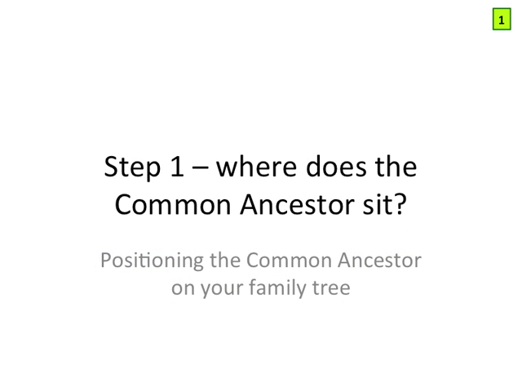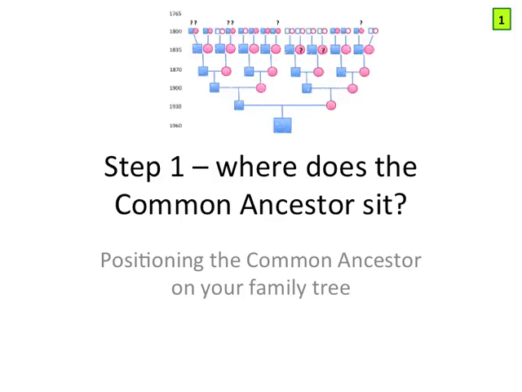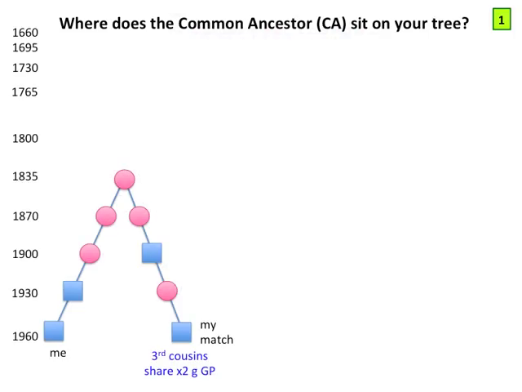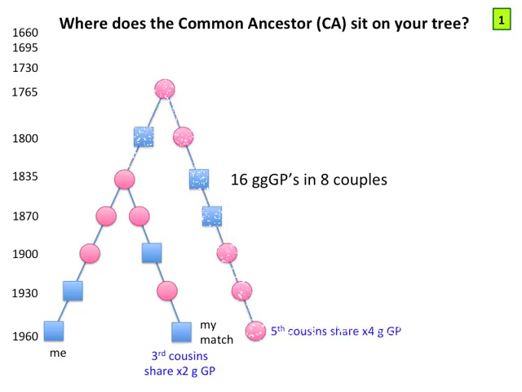So, step one, where does the common ancestor sit? And this purely relies on genealogy. It's positioning the common ancestor on your family tree. So, for example, if I have a match who is a third cousin, I know that the common ancestor is going to be a great-great-grandfather. So I'll go back father, grandfather, great-great-great. That puts me around about 1835. Okay? So it's just about positioning the person on your tree. And I've got 16 great-great-grandparents in 8 couples. So I've got 8 couples of great-great-grandparents. So I've narrowed down the search to those 8 couples initially.